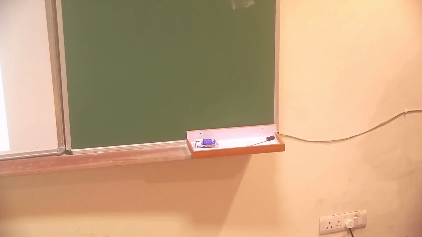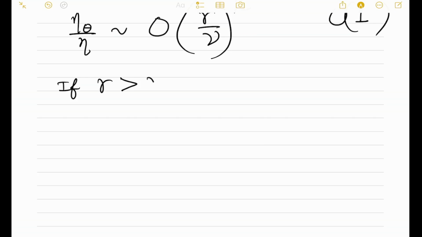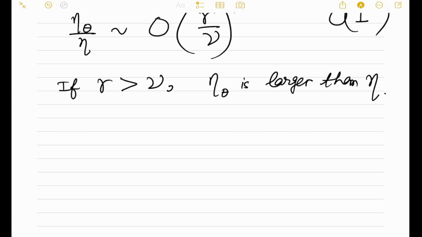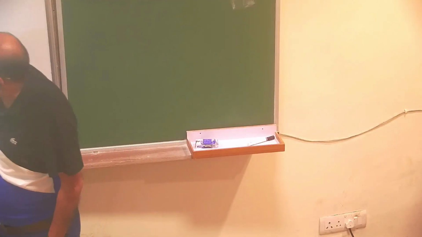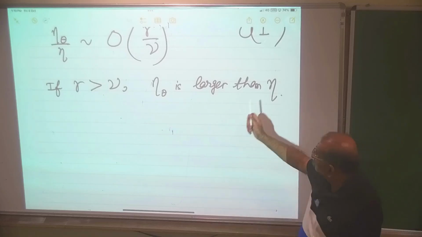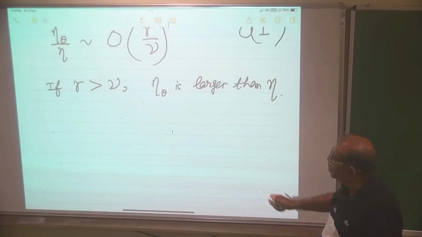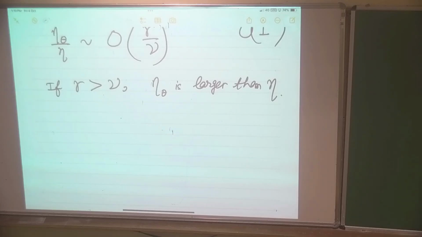Okay. Now the last thing, let me just finish it, and you can read it more from the book. If gamma is greater than nu, then eta theta is larger than eta. Now, eta is the smallest scale for velocity, eta theta is the scale for temperature. The smallest temperature scale is bigger than the smallest velocity scale.